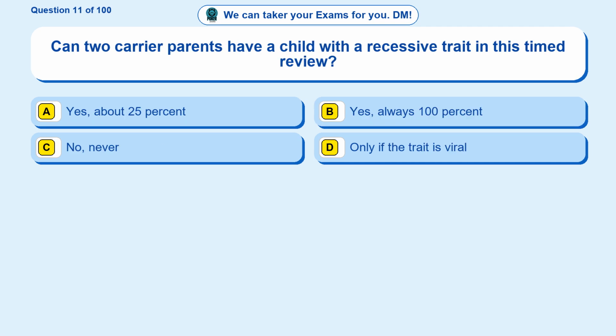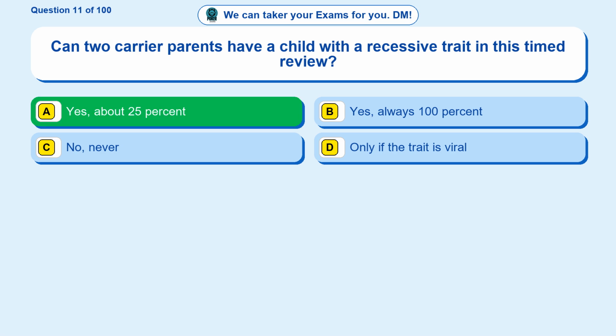Question 11. Can two carrier parents have a child with a recessive trait in this timed review? Option A. Yes, about 25%. Option B. Yes, always 100%. Option C. No, never. Option D. Only if the trait is viral. The correct answer is option A.